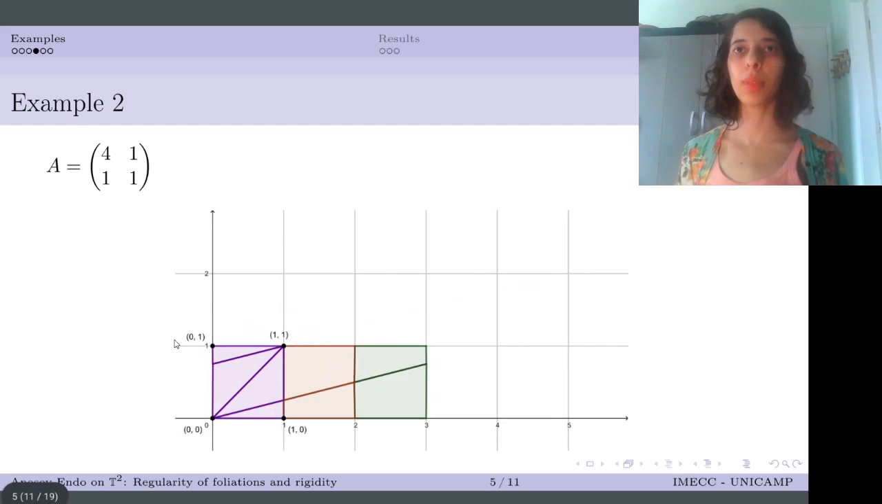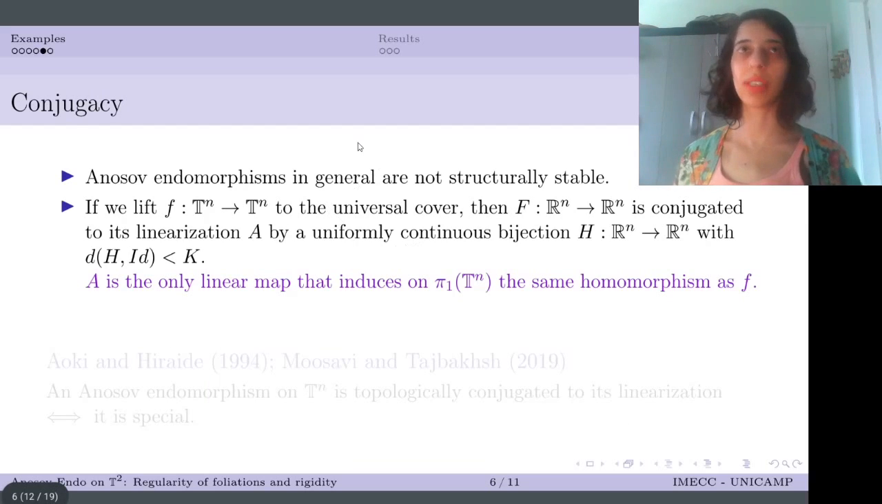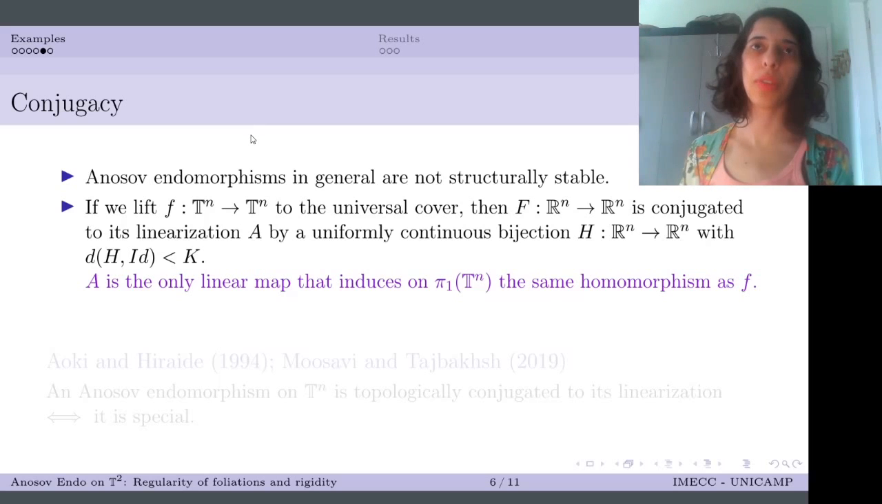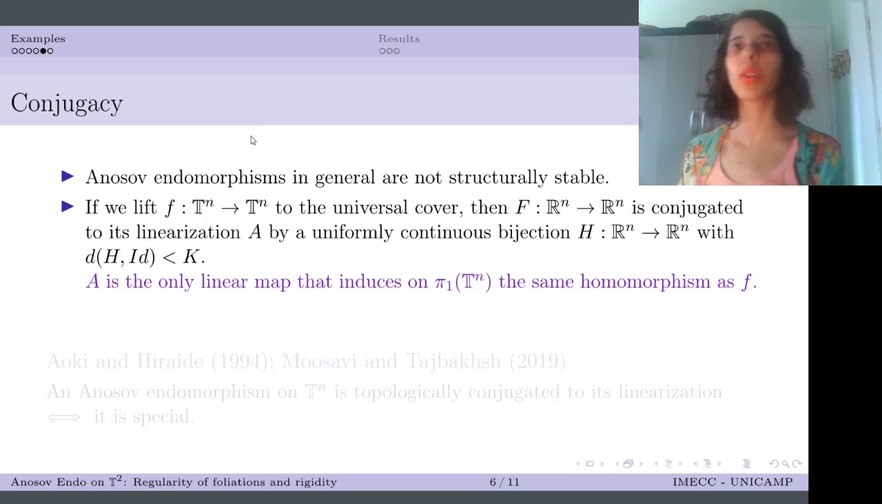This can obstruct the conjugacy. So, in general, Anosov endomorphisms are not structurally stable, because conjugacies should preserve unstable directions. And we may have nearby maps, one of them with a number of unstable directions for a point, and another with another number of unstable directions for a corresponding point, and this obstructs conjugacy.